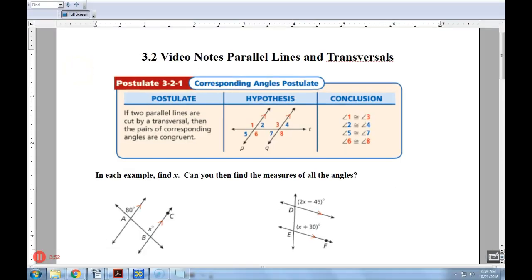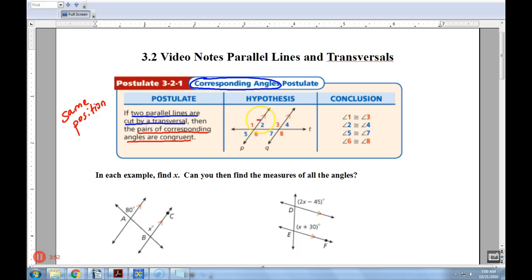Alright, so postulate 3.2.1, the corresponding angles postulate. Corresponding angles are a special pair of angles. And it says if two parallel, so notice the conditional statement here, this is our P, if two parallel lines are cut by a transversal, then the pairs of corresponding angles are congruent. So corresponding angles are basically angles that are in the same position.